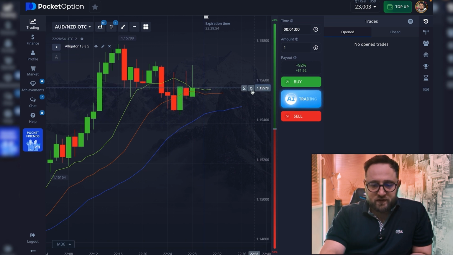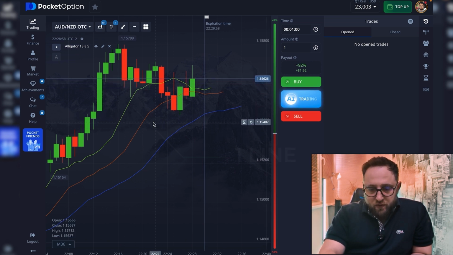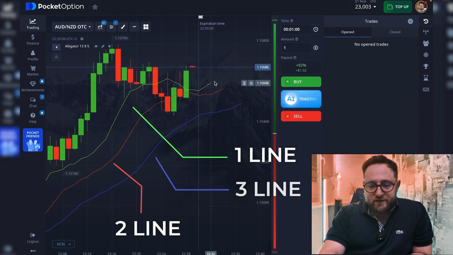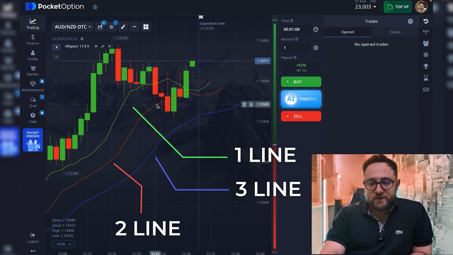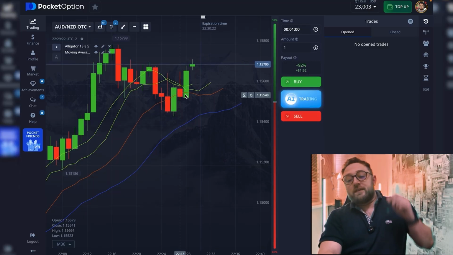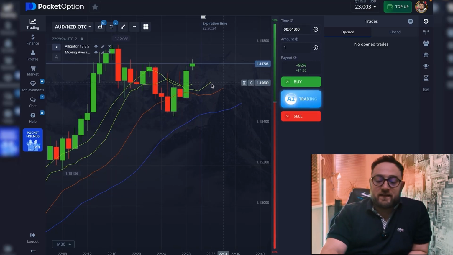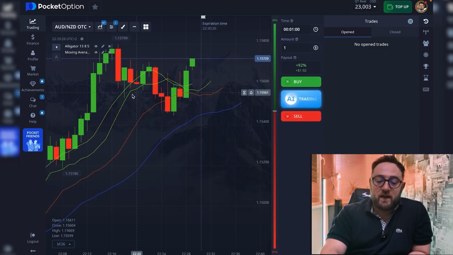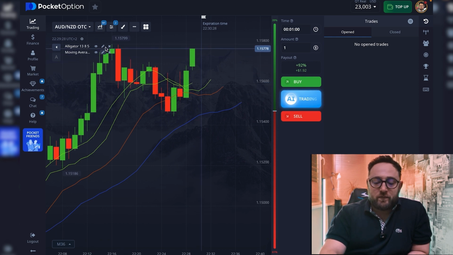You'll notice it consists of 3 lines. One is based on 5 periods, the second on 8, and the third on 13 periods of price movement. Together, they kind of look like an alligator mouth, if you can see. You might need a little imagination for that, but that's how the creators decided. The most important thing is that the indicator helps us understand the trend better and track its movement more efficiently.